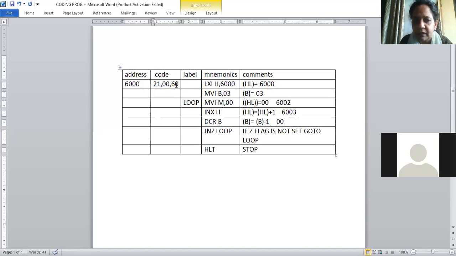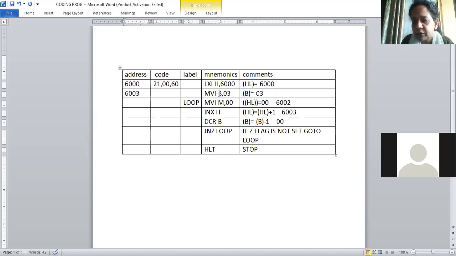This we have already seen, right? So if anybody has any difficulty regarding this, just refer to 1 byte, 2 byte, 3 byte instructions. This is a 3 byte instruction. That is, 6000 will have 21 code, 6001 will have 00, and 6002 will have 60. So my next instruction will be at 6003. 0, 1, 2. So next instruction will be at 6003.